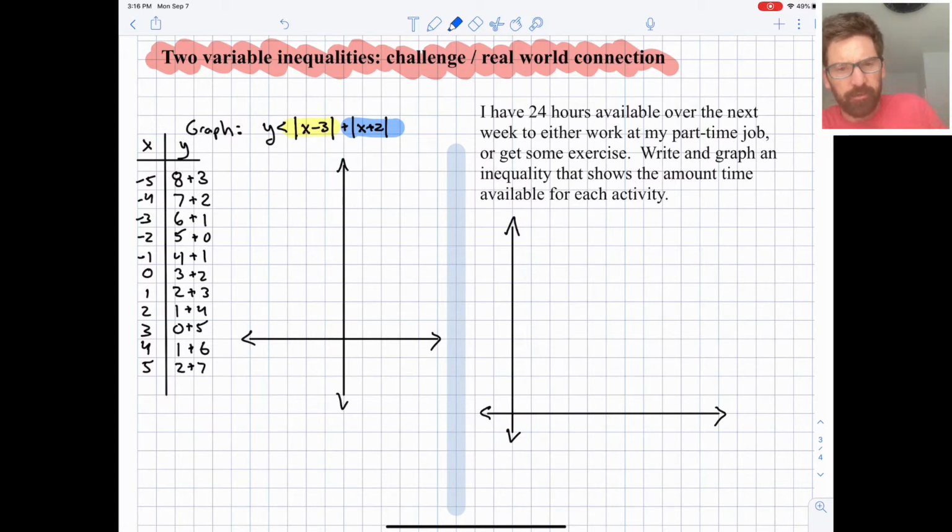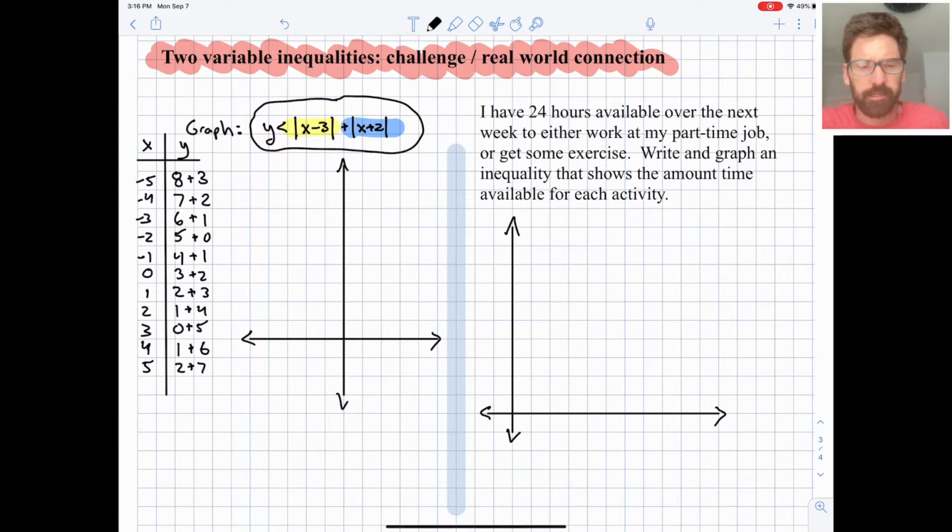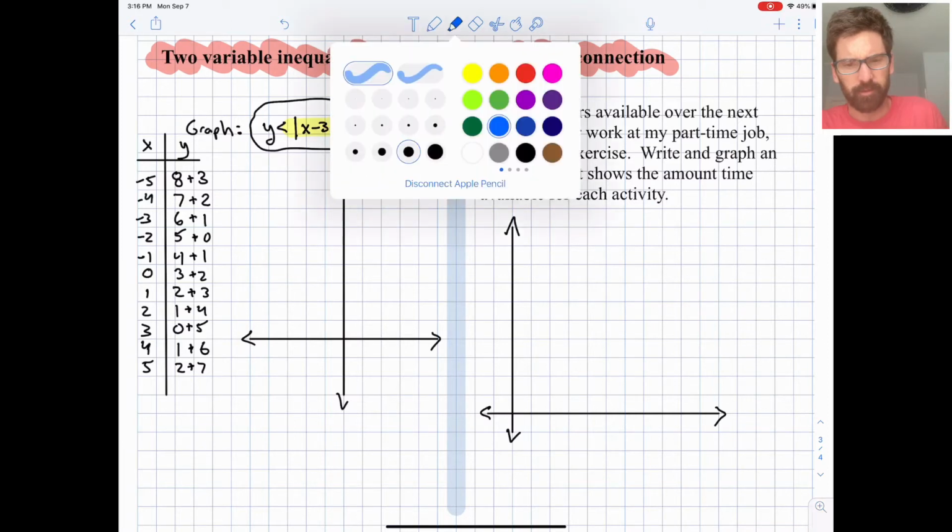But let's be clear about what's being asked here. We are being asked to graph this inequality: y is less than the sum of two separate absolute values, |x - 3| and |x + 2|. And I've highlighted one yellow and one blue. So the way I want to graph this is by plugging in points and making a table. And that's what I've started ahead of time, plugging in some of those points.